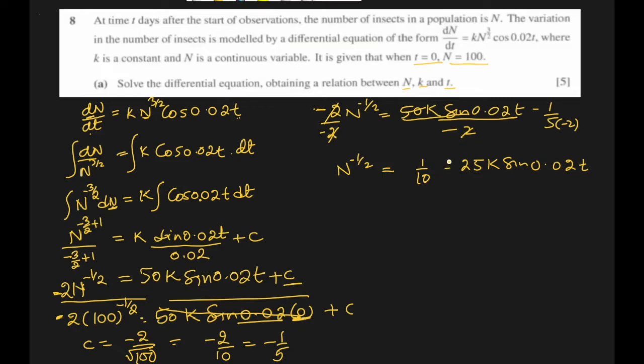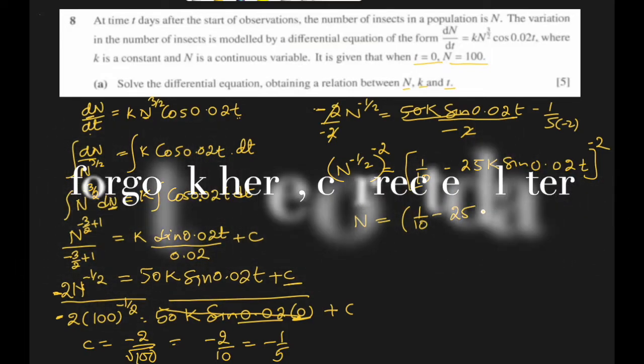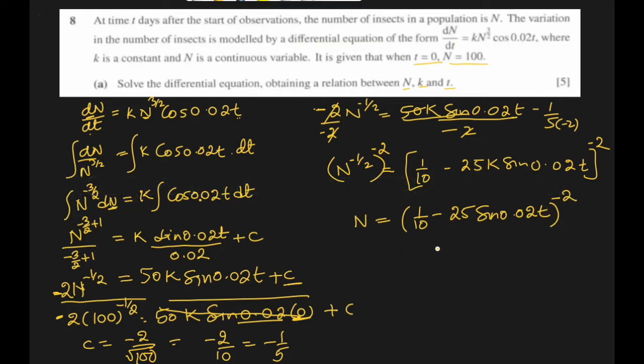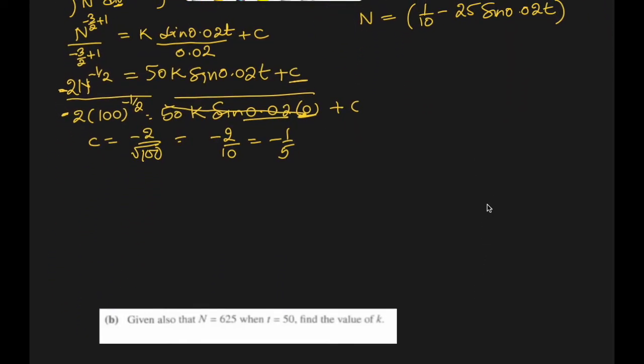Okay. Now they wanted a relationship between n, k and t, so let's give it a power minus 2 so that we get a complete n here. And we'll have to give the same power here as well. So n equal to 1 over 10 minus 25 sine 0.02t to the power minus 2. This is where we can stop. Moving on to the B part.